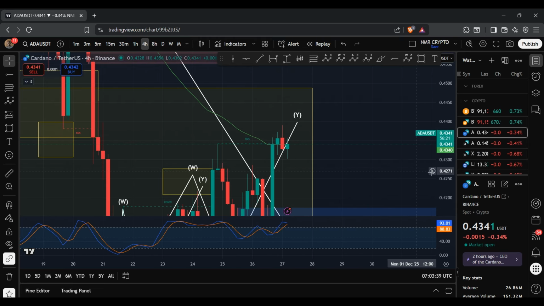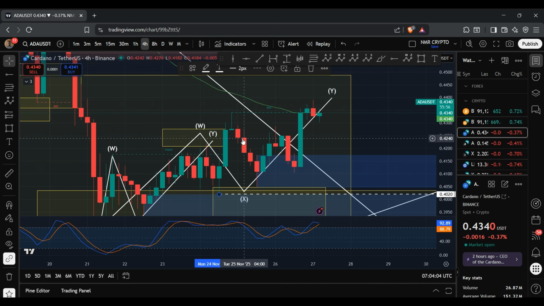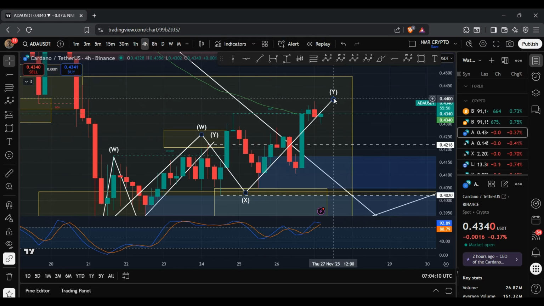And as you guys know, I've been tracking a WXY structure, where this X wave ended up tapping into its target between 39 cents to 40 cents. And that took place over here, where we ended up reaching 40.2 cents. And since then, we have seen this move to the upside where we ended up breaching above the wave W. And that level sits over here at 42.18 cents. And we saw the Y wave play out where it looks like we ended up topping off at 43.9 cents.